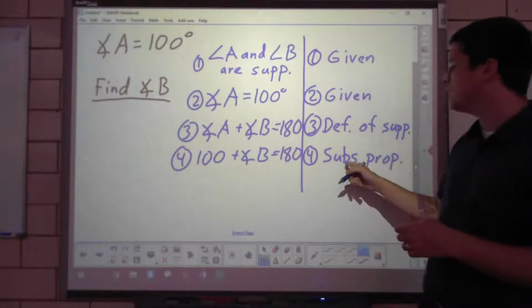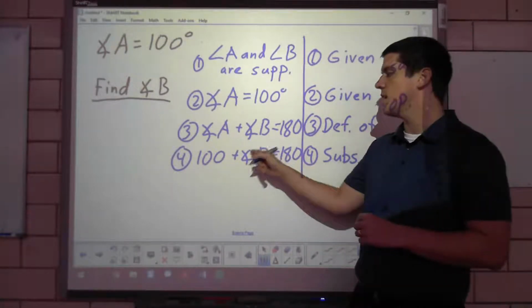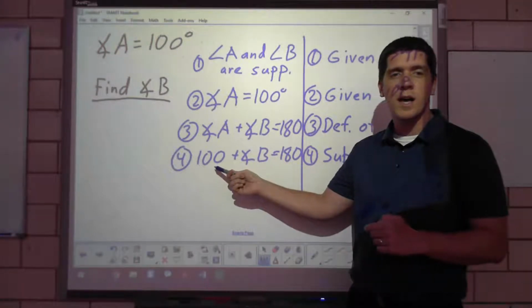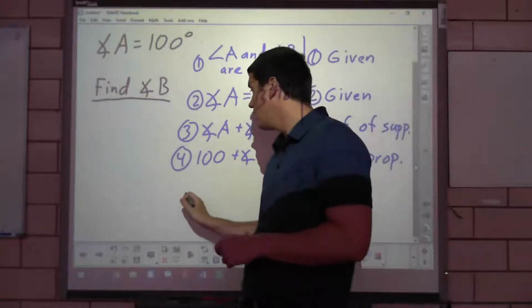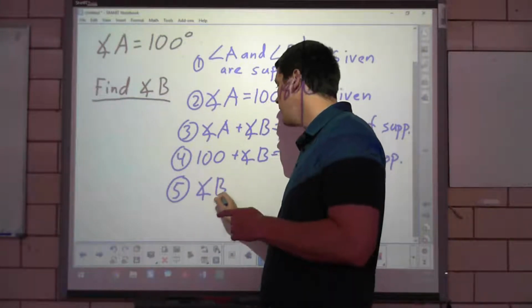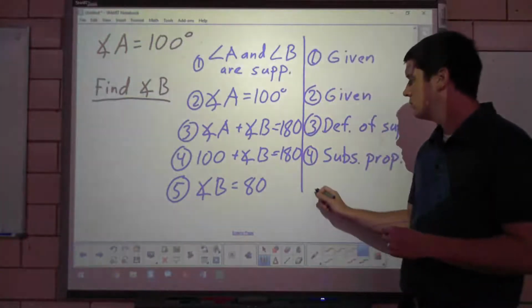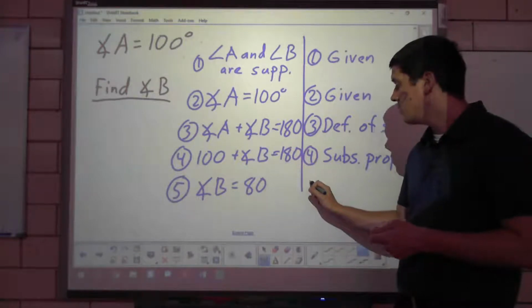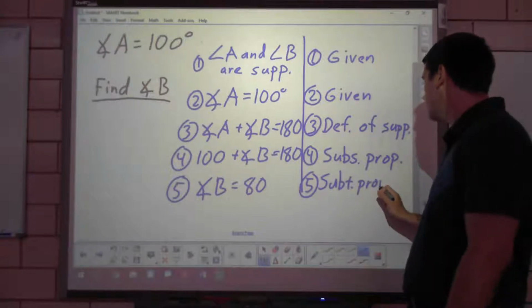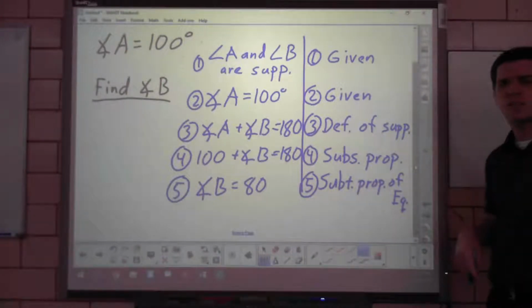Remember, we abbreviate substitution, S-U-B-S, not to be confused with the next thing we're about to write, because now, if I just gave you this and I said, hey, let's get that measure of angle B by itself, how can I get rid of that 100? Well, I can just subtract that 100 away and say for line 5, the measure of angle B equals 80. And I just subtracted 100 from both sides. So then my reason right here is the subtraction property of equality. Which when you're writing, I think I did that last time, abbreviate equality, EQ.